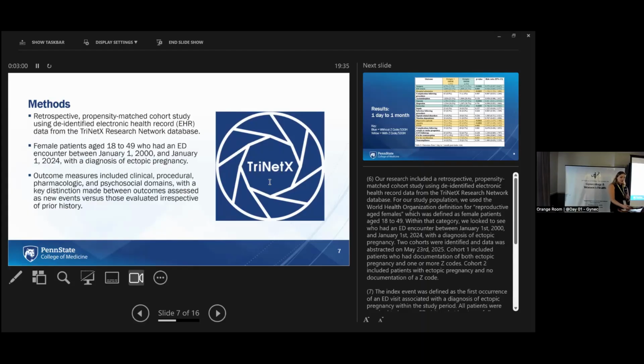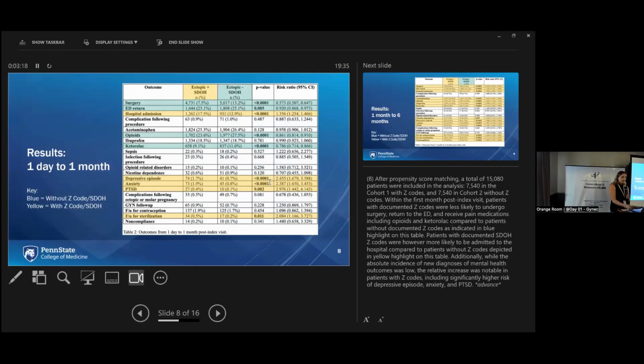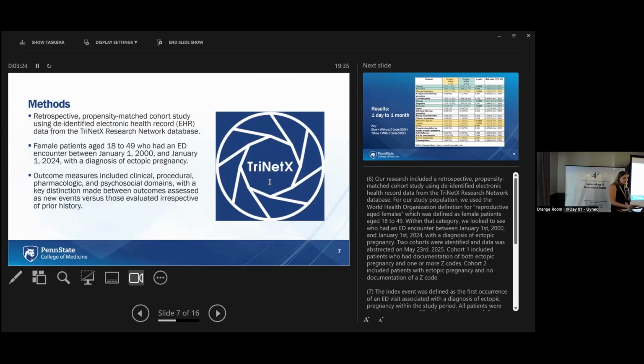Once again, we created 2 cohorts, and data was abstracted on May 23rd, 2025. In the first cohort, we had documentation of both ectopic pregnancy and 1 or more of the Z codes. Cohort 2 included patients with ectopic pregnancy and no documentation of the Z codes. The index event was defined as the first occurrence of an ED visit associated with the diagnosis of ectopic pregnancy within the study period.